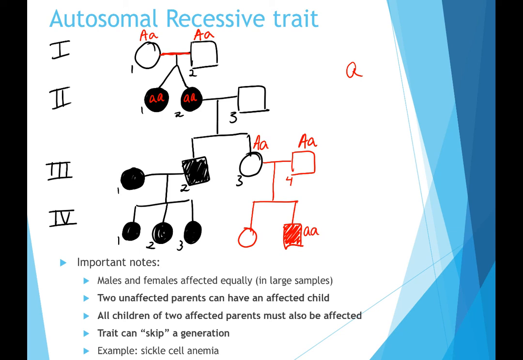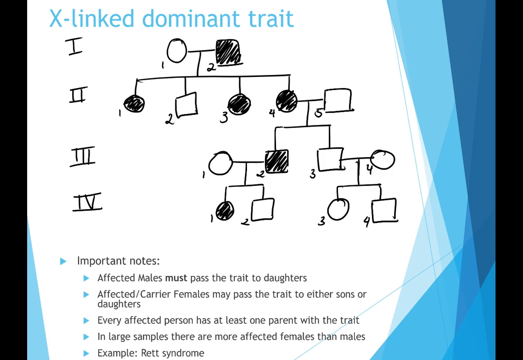That's skipping a generation like that, because we had the trait in that generation, we have it in this generation, but this generation of these two individuals don't have the trait. Sickle cell anemia is a great example of this.